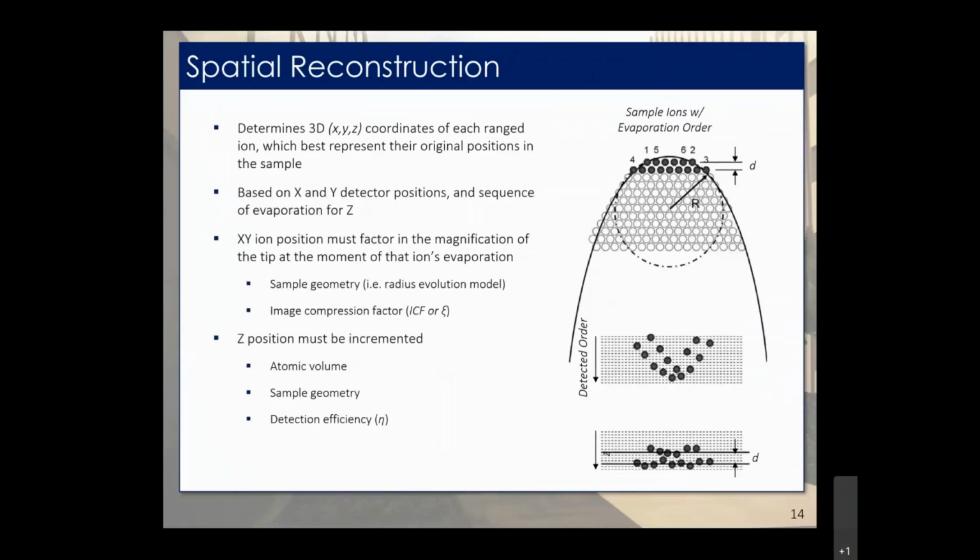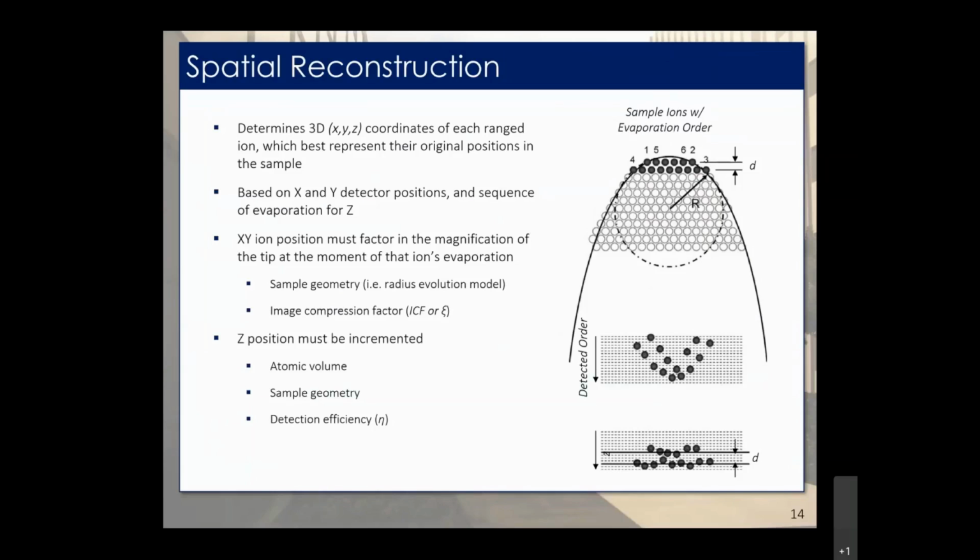Overall, when we're performing the spatial reconstruction, we're trying to get those 3D coordinates for each ion that best represents the positions in the sample. And we get this from the XY detector positions, as well as the sequence of evaporation, which we then use for the Z increment. So when we're determining where in XY an ion should be positioned, we have to factor in the magnification of the tip at the moment of that ion's evaporation. So this includes such factors as the sample geometry, in other words, as given by the radius evolution model that we've chosen.